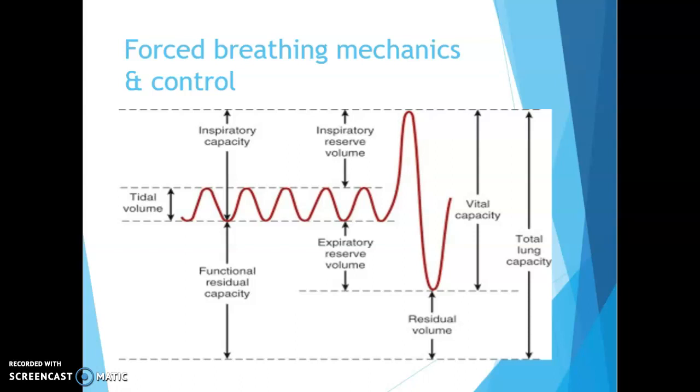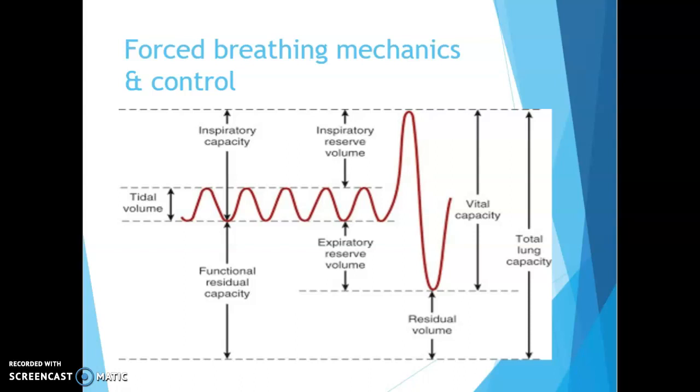However, the expiratory reserve volume is the amount of extra air which is exhaled during a forceful breath out. The average expiratory reserve volume is about 1,100 milliliters in males and around 800 milliliters in females.